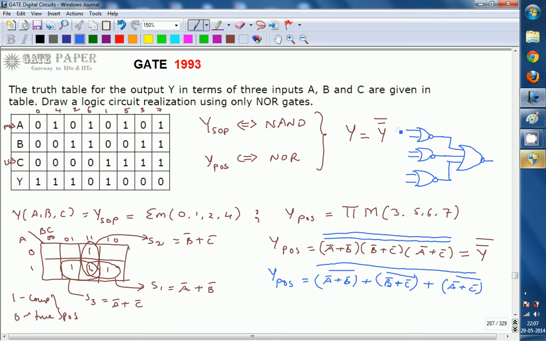So simply what you are writing is here a bar b bar, and here it is b bar c bar, and this is c bar and a bar. So this is the first sum term, second sum term, third sum term, and finally you are going to get it as Y. This is the realization expression.